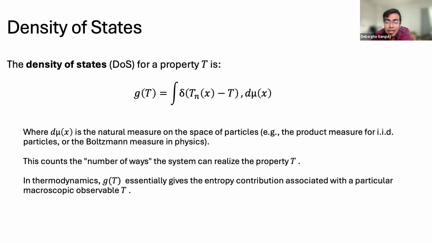So the density of states measures how many different ways particles can arrange themselves while producing the same measurable outcome. You're integrating over all your possible states that yield the property T. And this is related to entropy in thermodynamics. Think of it like counting all the ways in which you can roll a specific sum with dice, and your density of states tells you how many combinations produce that particular result.